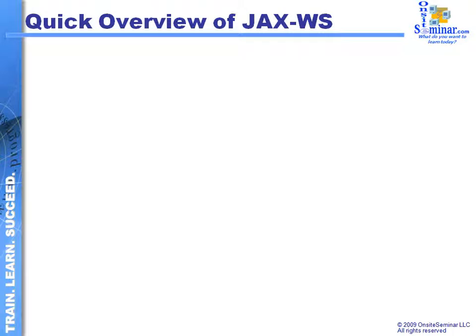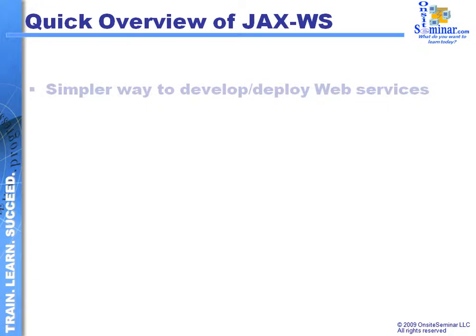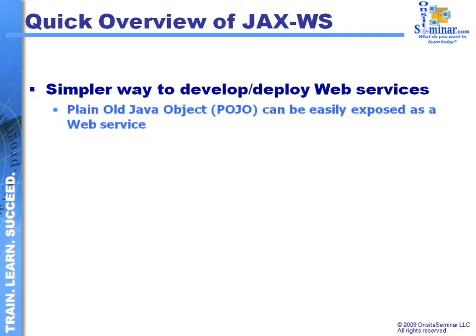So what exactly is the model for building web services using the JAX WS type of an implementation? So let's talk a little bit about what this JAX WS model is going to look like. First of all, it's really just a simpler way to develop and deploy different kinds of web services. And what it utilizes is the concept of a POJO or a plain old Java object.